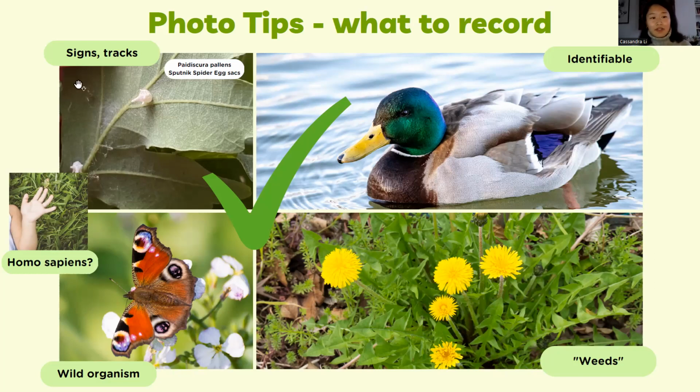Another thing is you can also take photos of signs and tracks, for example, an animal footprint, or in this example, an egg sac of this spider, which has a very particular shape. So using this egg sac, we can actually ID that this spider is here. So that can also be something you take a photo of.